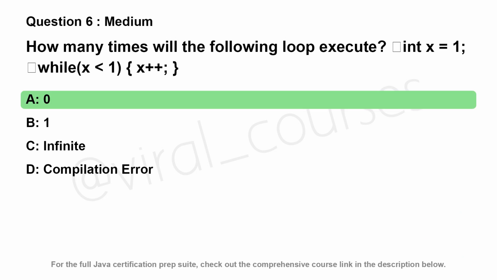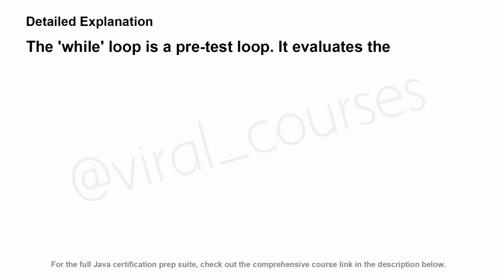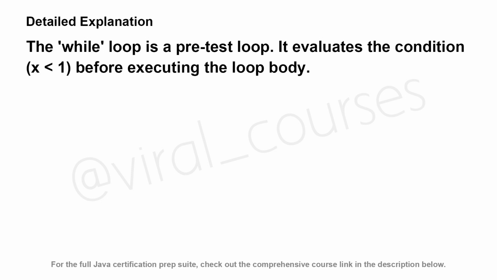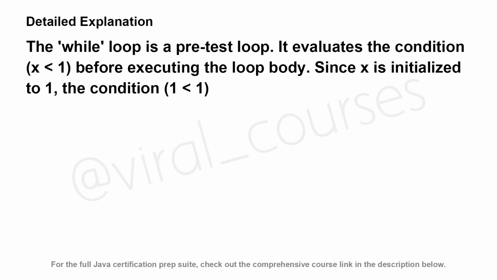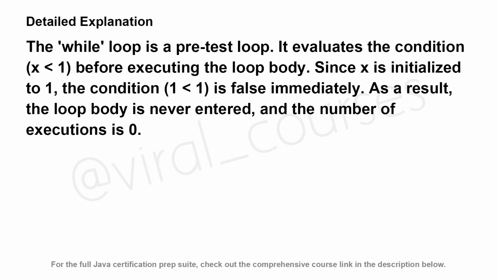The correct answer is A. The while loop is a pretest loop. It evaluates the condition x less than 1 before executing the loop body. Since x is initialized to 1, the condition 1 less than 1 is false immediately. As a result, the loop body is never entered, and the number of executions is 0.